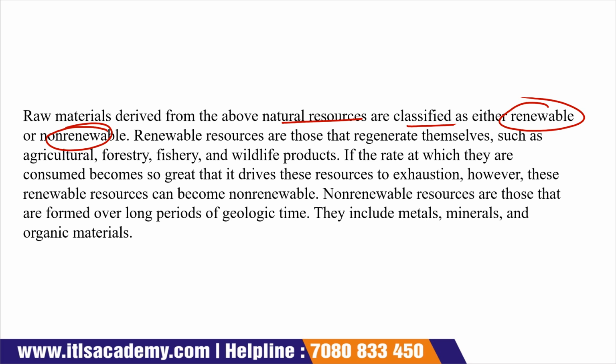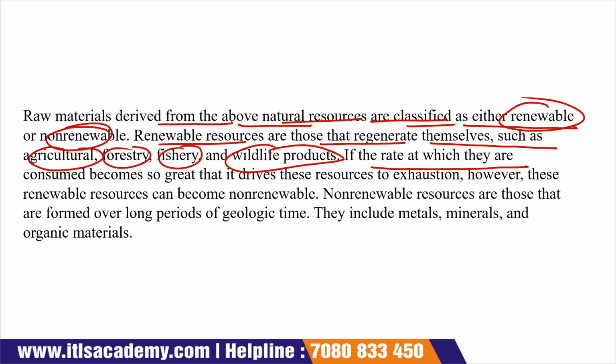Okay, now see what is written in the slide. Raw material derived from the above natural sources are classified as either renewable or non-renewable. Renewable resources are those that regenerate themselves, such as agricultural, forestry, fishery and wildlife products, if the rate at which they are consumed does not become so great that it drives these resources to exhaustion. However, these renewable resources can become non-renewable. It is very important that, okay, if the exhaustion of these renewable resources takes a longer time, then it also becomes non-renewable.